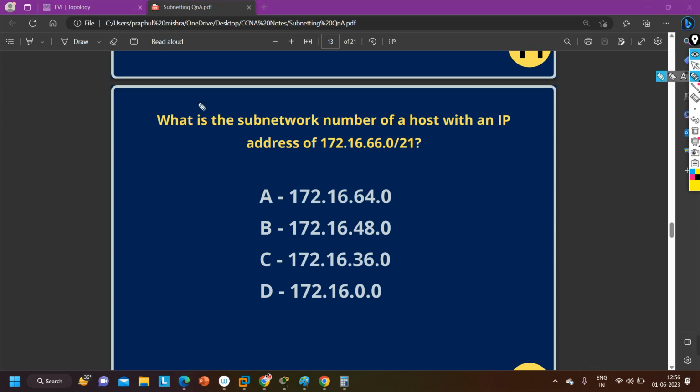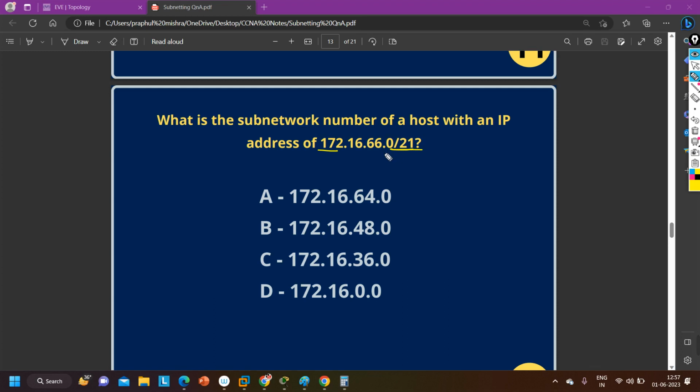Okay, now what is the subnetwork number? Subnetwork number means the network number of a host with an IP address, this one. Just with the help of the IP address, you are only identifying the class. And the rest is here, slash 21. Slash 21 means 21 network bits. So it is asking you the total number of networks.